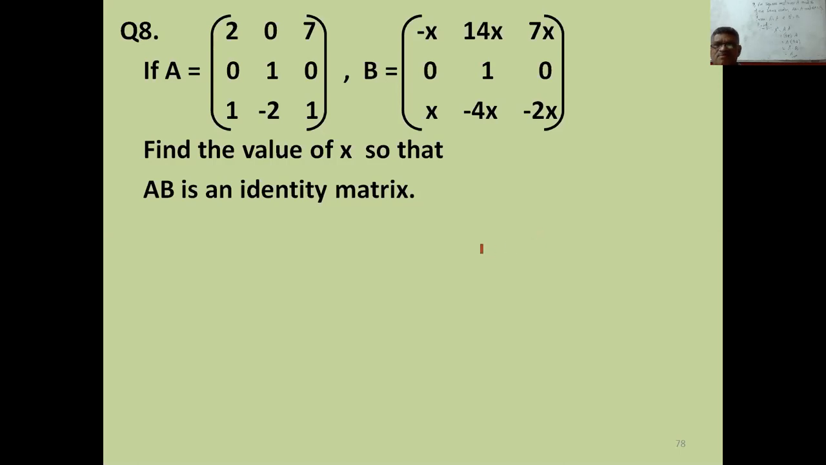Sir, if AB is an identity matrix, then what is the relation between them? When you multiply A and B, we get the identity matrix. A into B is equal to 1 0 0, 0 1 0, 0 0 1.